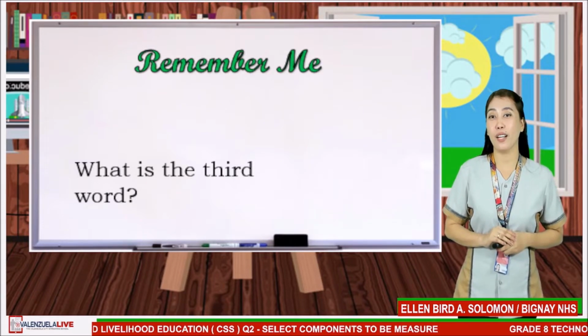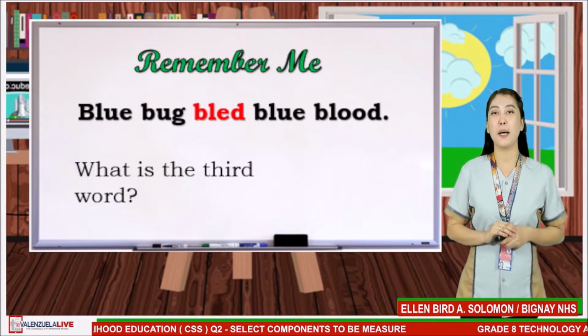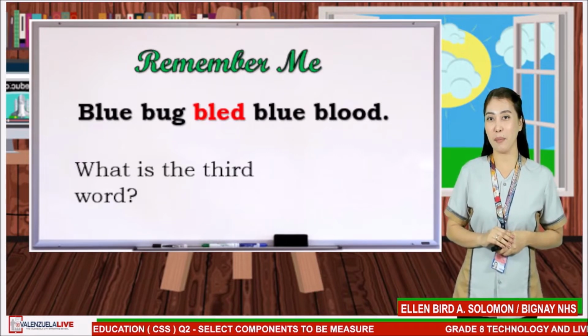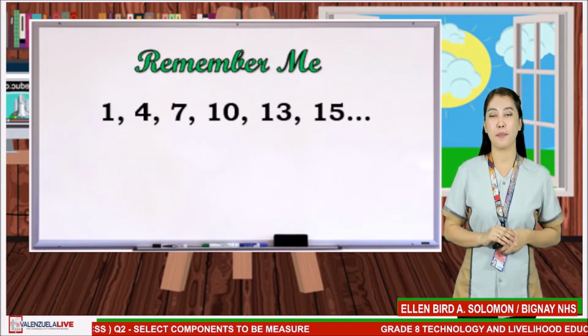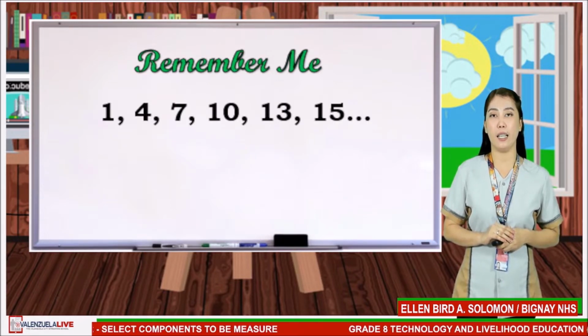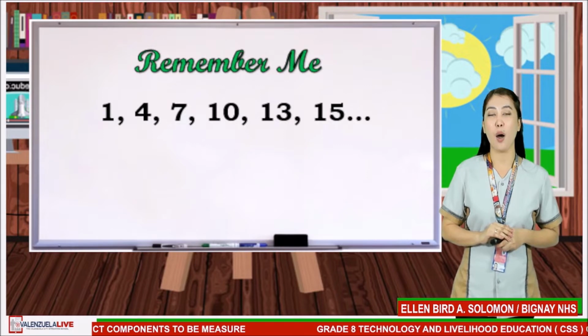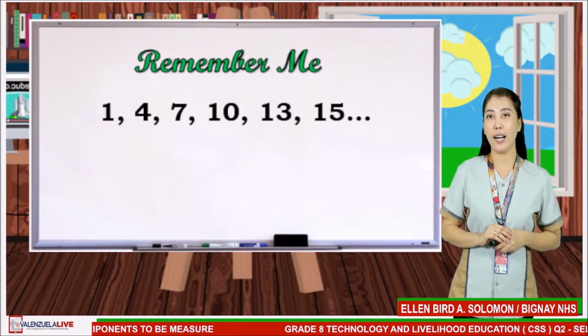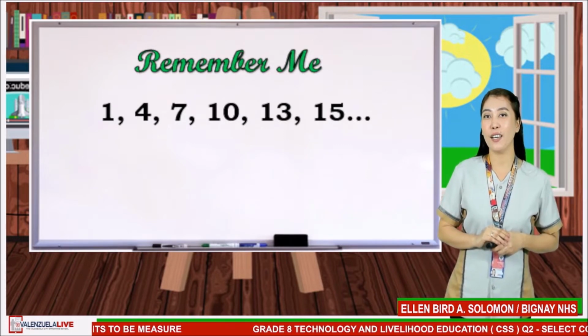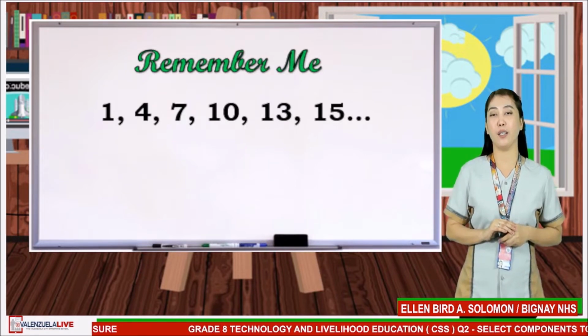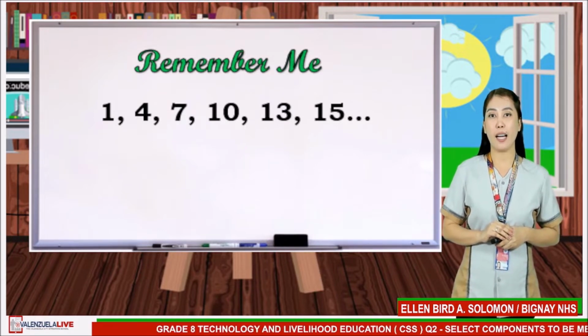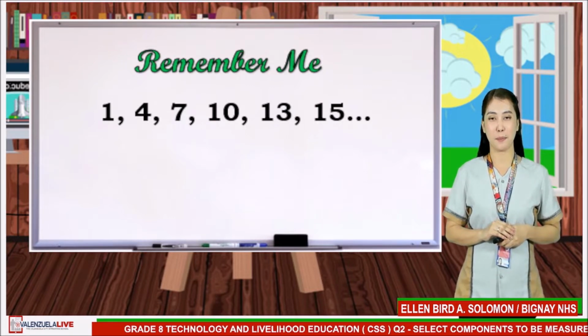Okay, the third word is bleh. Nice memory. For the next one, given is an arithmetic sequence 1, 4, 7, 10, 13, 15, and so on, with 3 as the common difference.